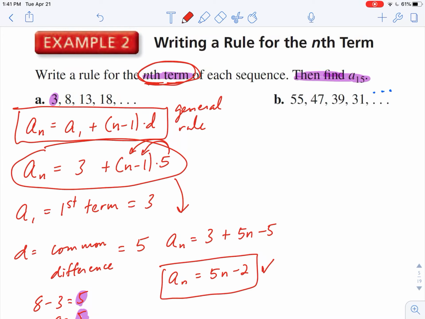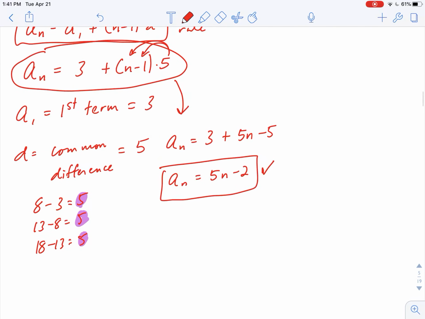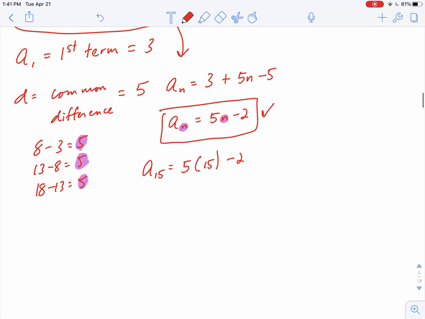Now the second thing that we haven't yet done is we need to find the 15th term in that list, and we could do that really slowly by adding 5 each time, or we can just go straight to our formula. So if we're looking for the 15th term, then we're going to replace this variable n with 15. So let's go ahead and do that. So the 15th term is found by taking 5 times 15 and then subtracting 2.